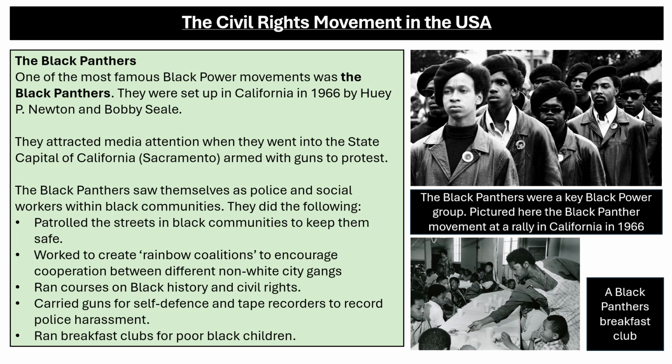They patrolled the streets in black communities to keep them safe. They worked to create rainbow coalitions to encourage cooperation between different non-white city gangs. They ran courses on black history and civil rights. They carried guns for self-defense and tape recorders to record police harassment, and they ran breakfast clubs for poor black children. And you can see there a picture of a Black Panthers breakfast club.